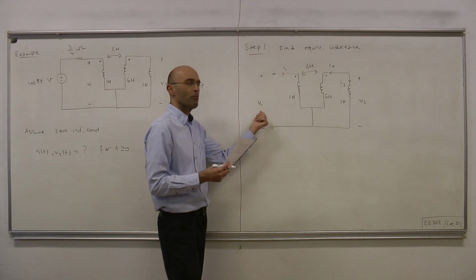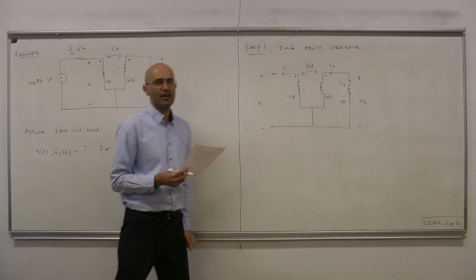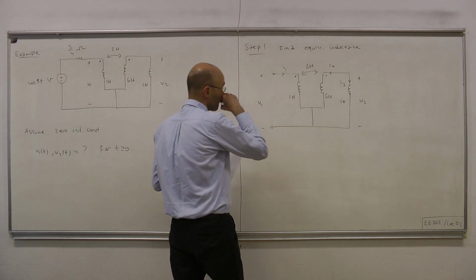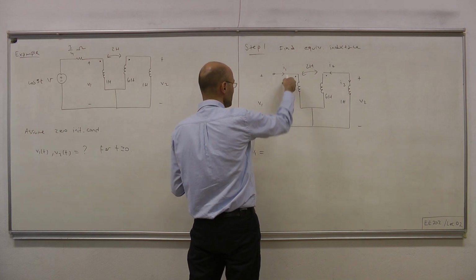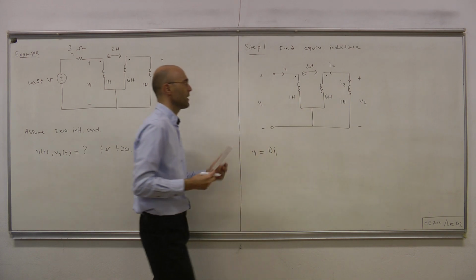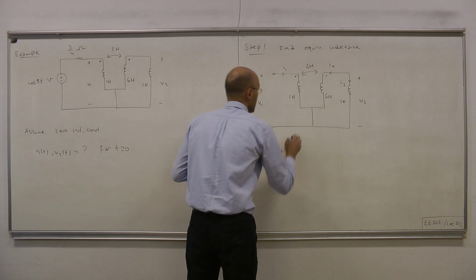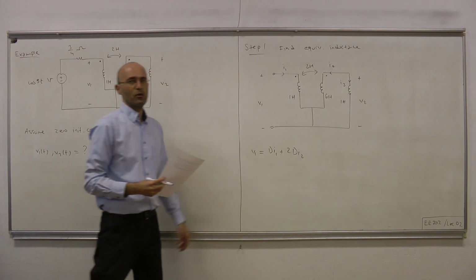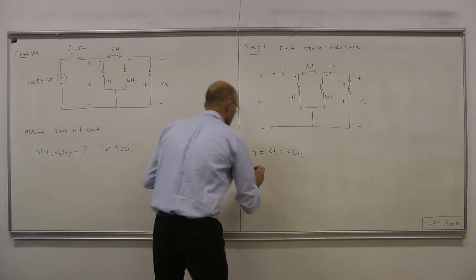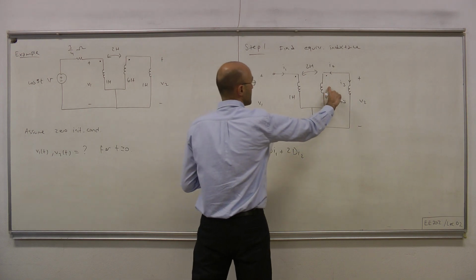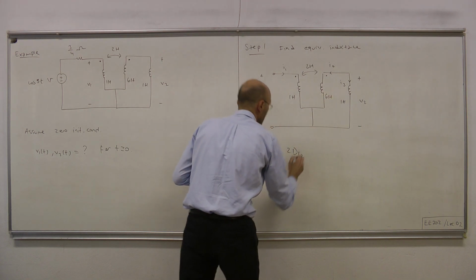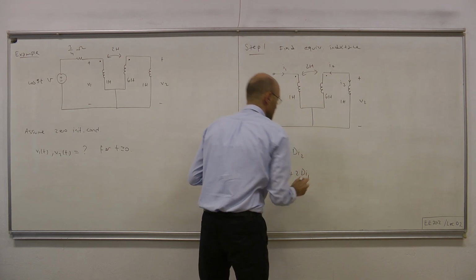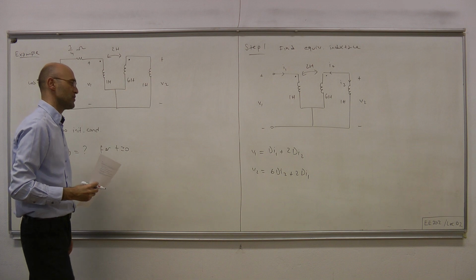And from those equations, we're hoping to get V1 equals something times di1. So what we have is V1 equals L1 di1 plus M di2. Okay, so that's the terminal equation for the first coil. For the second coil, V2, we have L2 di2 plus 2 di1. That's the second terminal equation for the coupled inductor.